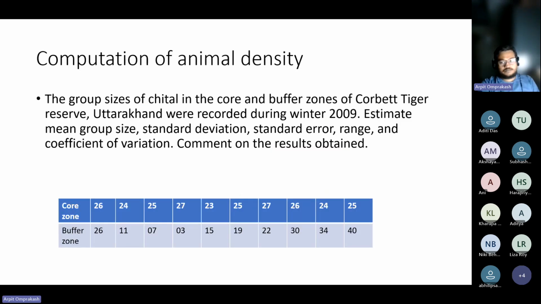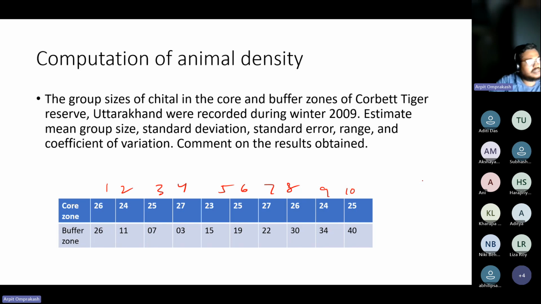So the next question that was discussed is: the group sizes of cheetal in the core and buffer zones of Corbett Tiger Reserve were recorded during winter 2009. Estimate the mean group size, standard deviation, standard error, range, and coefficient of variation, and comment on the results obtained. So we have 10 observations here from each of the core zone and the buffer zone.